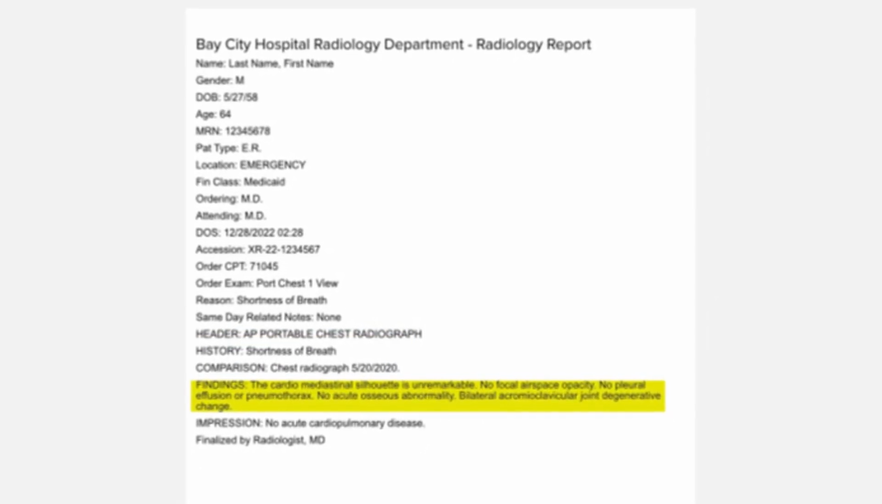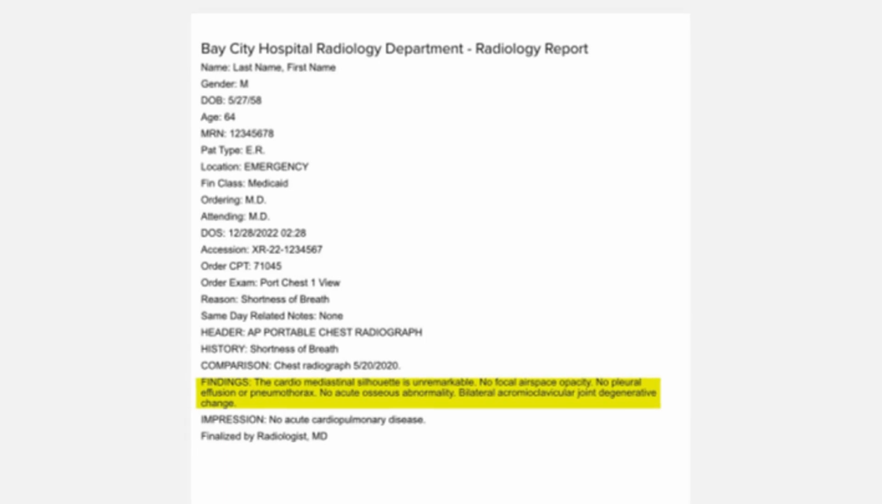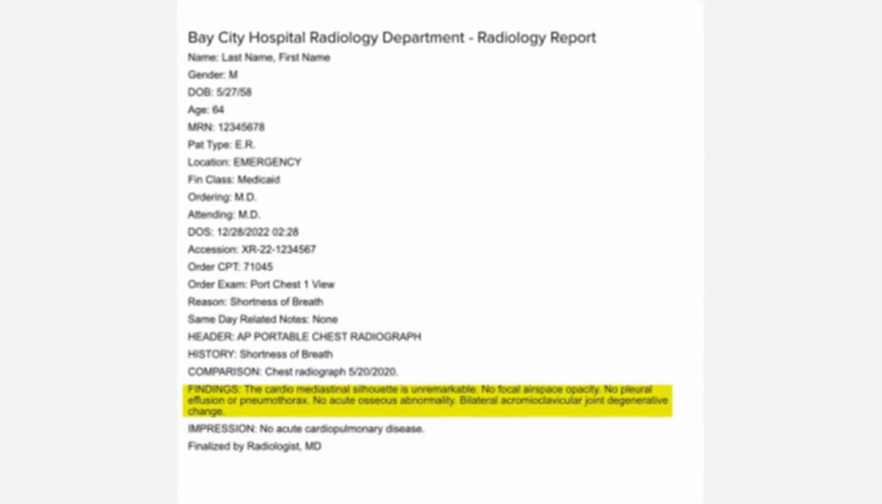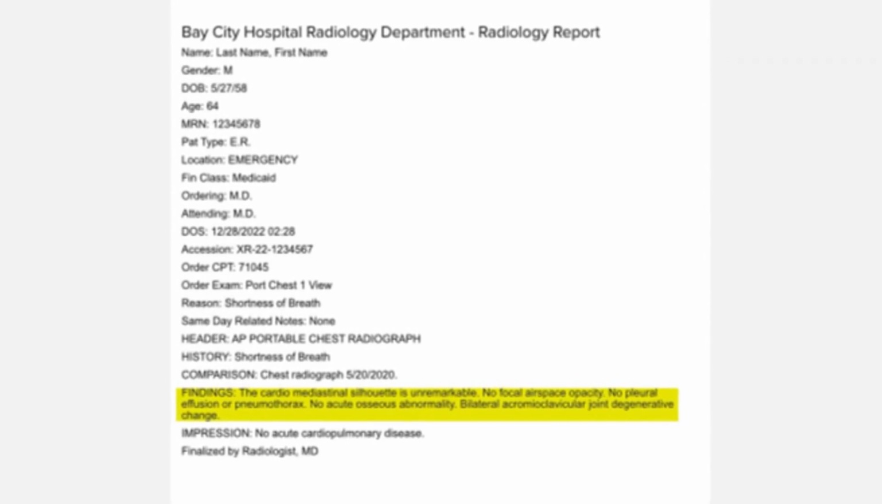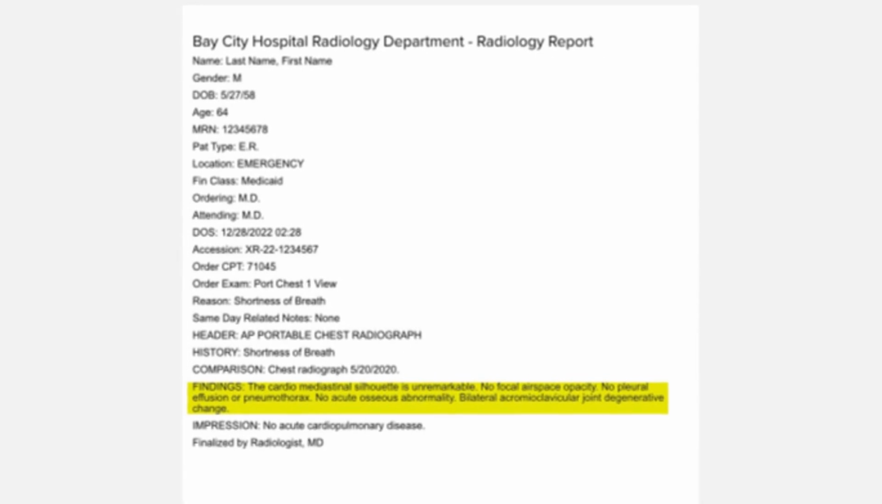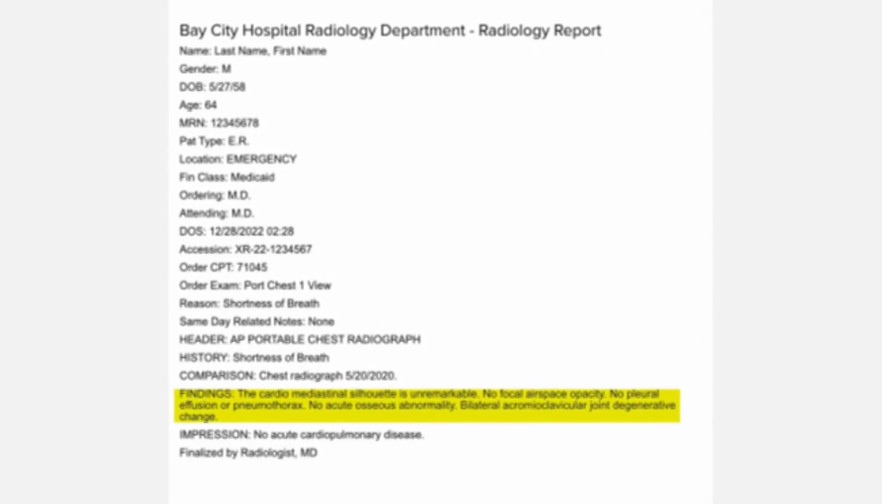Findings. The cardiomediastinal silhouette is unremarkable. No focal airspace opacity, no pleural effusion or pneumothorax, no acute bony abnormality, bilateral acromioclavicular joint degenerative change. The main section of the report. Radiologists have specific criteria to look for in each exam, and it will be documented in this section.